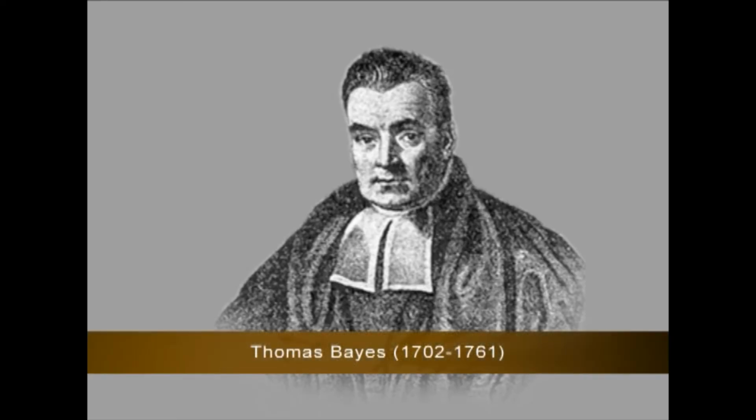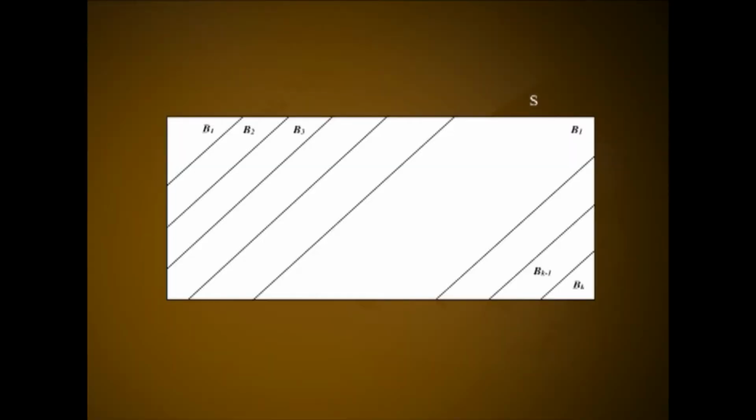Bayes' theorem, introduction. Bayes' theorem was introduced by the British mathematician Thomas Bayes. Consider the sample space S of a random experiment. Let B1, B2, etc. Bk are the k mutually exclusive or disjoint partition of the sample space. The figure shows one of such partition. Now consider an event A of this sample space. Let it be as in the figure.